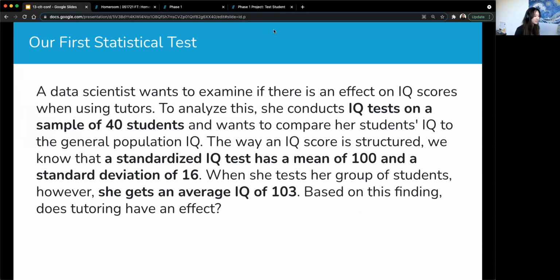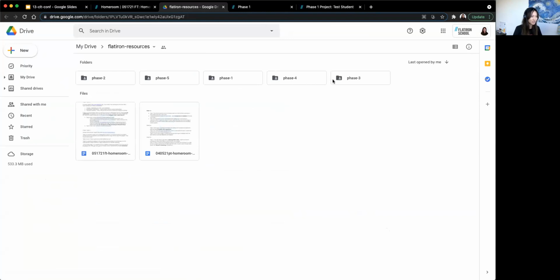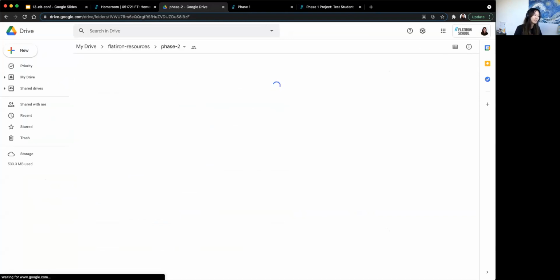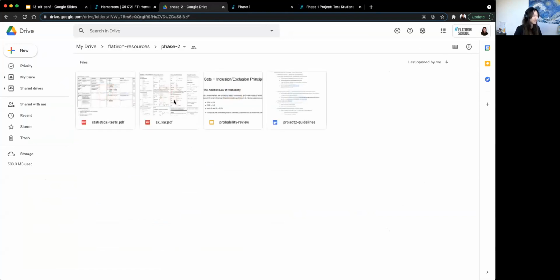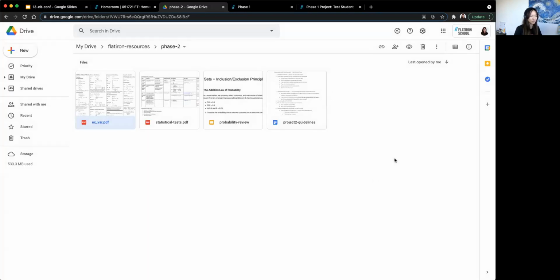For all of these statistical tests, there's a lot of facts to remember about each of them. So therefore, in our resources Google Drive, if you ever wanted a one-stop shop for all of the stats stuff, from yesterday, I went in and added the expected value and variance formulas, and I circled the more important ones.